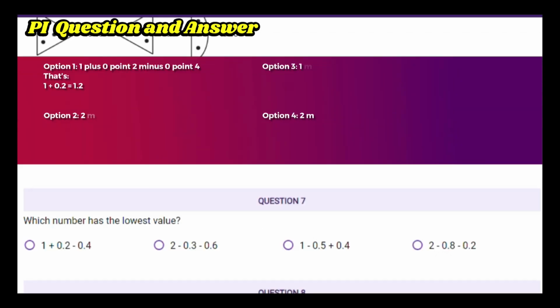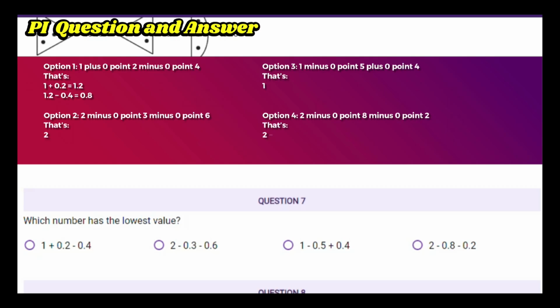Question number 7. Which number has the lowest value? We are given 4 different expressions. Let's solve each one. Option 1: 1 plus 0.2 minus 0.4. That's 1 plus 0.2 equals 1.2, 1.2 minus 0.4 equals 0.8. Option 2: 2 minus 0.3 minus 0.6. That's 2 minus 0.3 equals 1.7, 1.7 minus 0.6 equals 1.1.